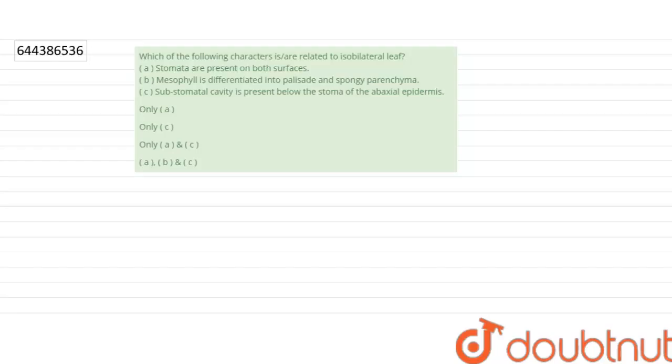The question says, which of the following characters are related to isobilateral leaves? A: Stomata are present on both surfaces. B: Mesophyll is differentiated into palisade and spongy parenchyma. C: Sub-stomal cavity is present below the stoma of the abaxial epidermis. Options: only A, only C, only A and C, A, B, C.